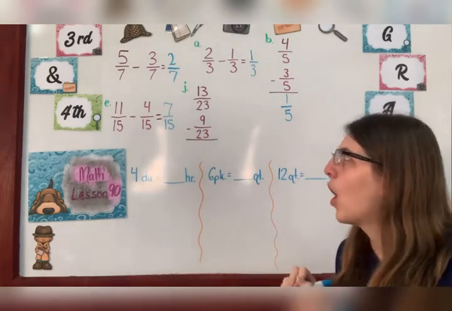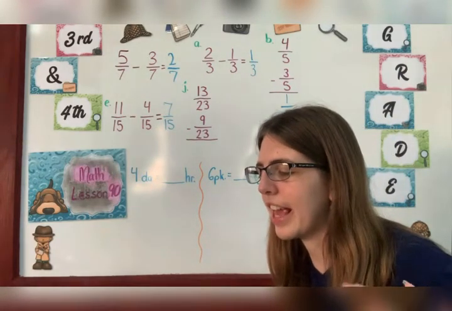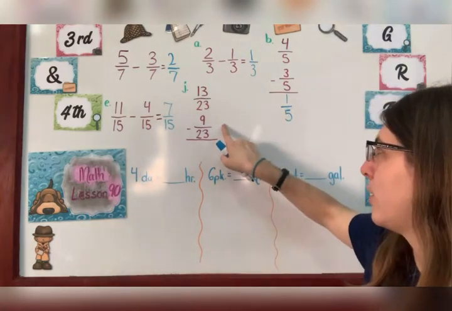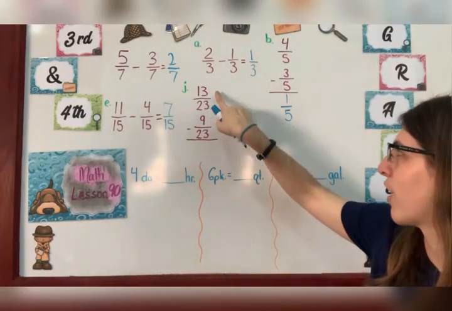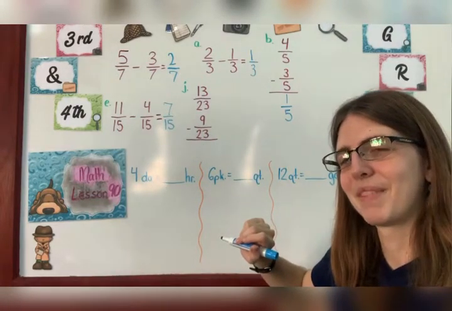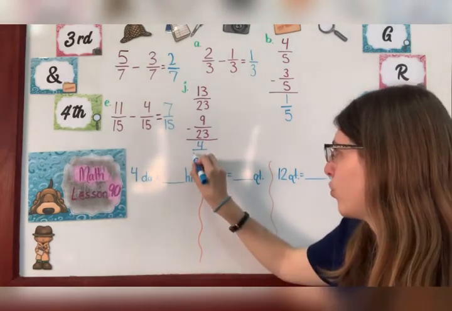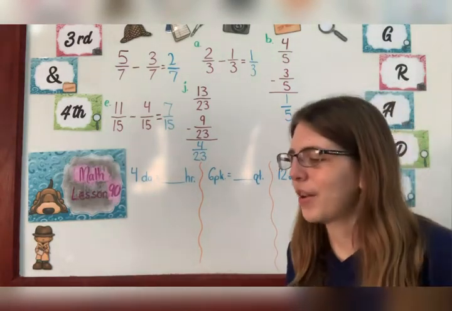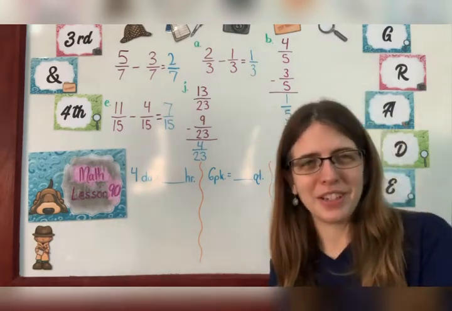Very good. Okay, let's skip down to letter J, but you need to do F, G, H and I on your own. So letter J, we have 13/23 minus 9/23. So I start with my numerator. 13 minus 9 is 4. Good job. What's my denominator? 23. It stays the same. Very good. Okay, so you're going to do the rest of those, K, L, and M, as well on your own. Let me know if you have any questions about those.